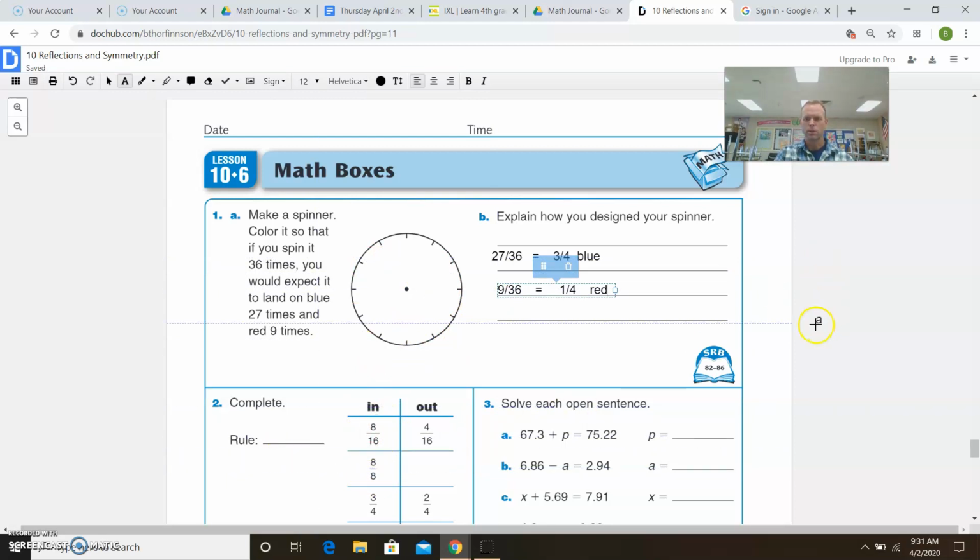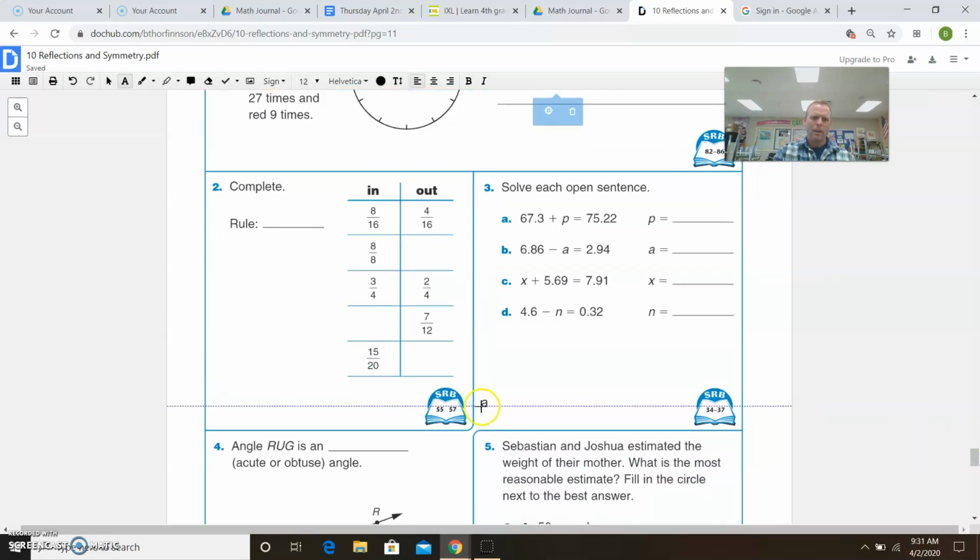Okay, so let's go down here to problem number 2. These are tricky because they keep moving around, but your denominator has to be the same before you start moving these fractions one way or the other. So let's take a look at the first one. There's our hint. The first one up here, 8/16 minus what gives us 4/16. Well, the 16 stays the same. So we just have to subtract: 8 minus 4 would give us 4/16.